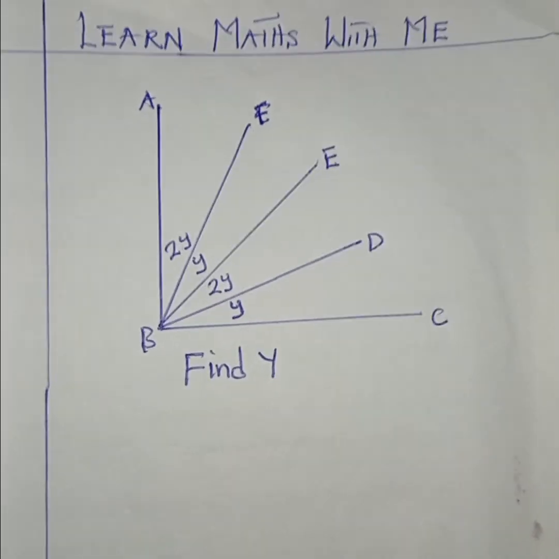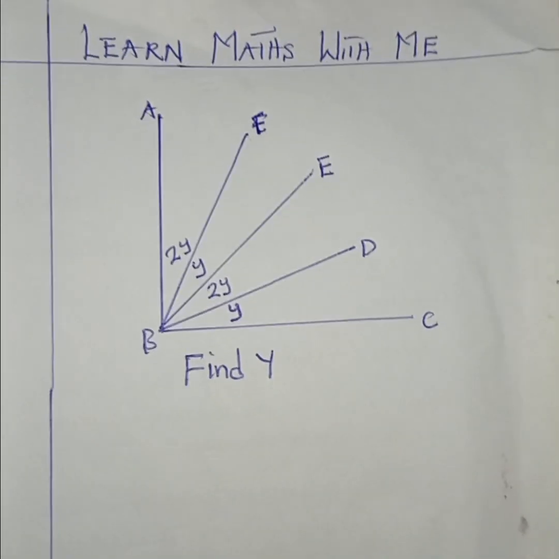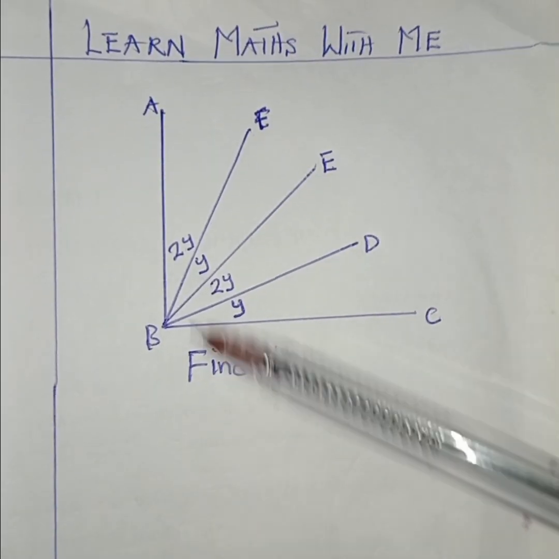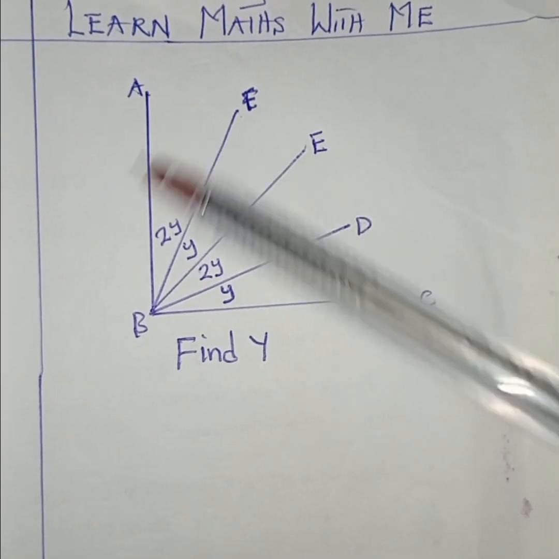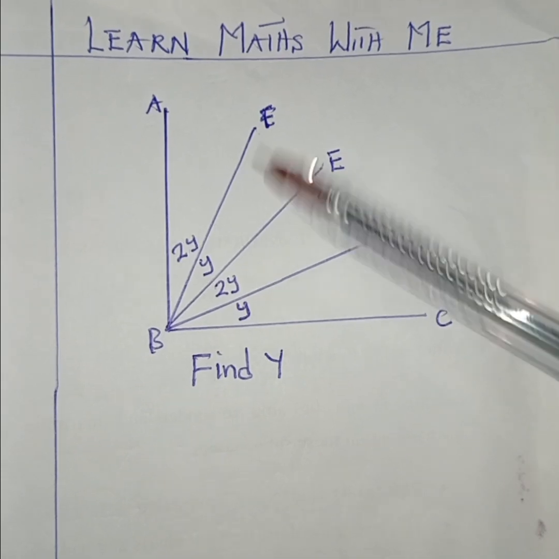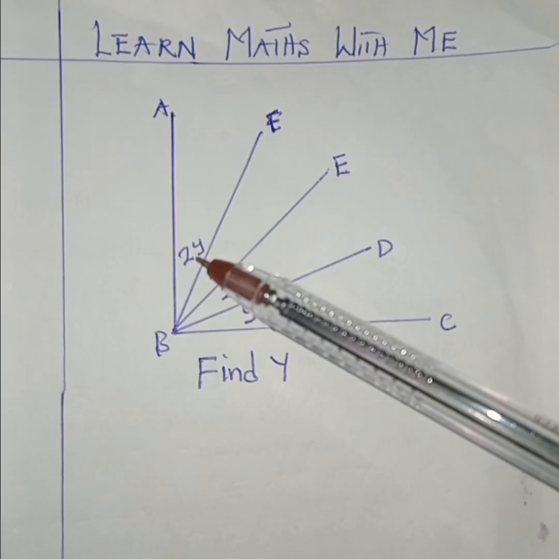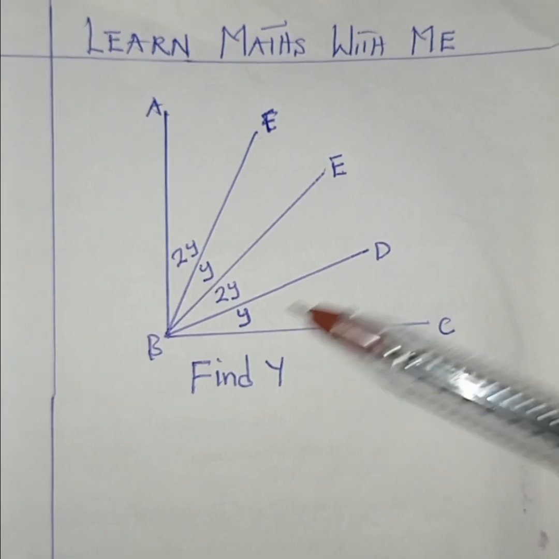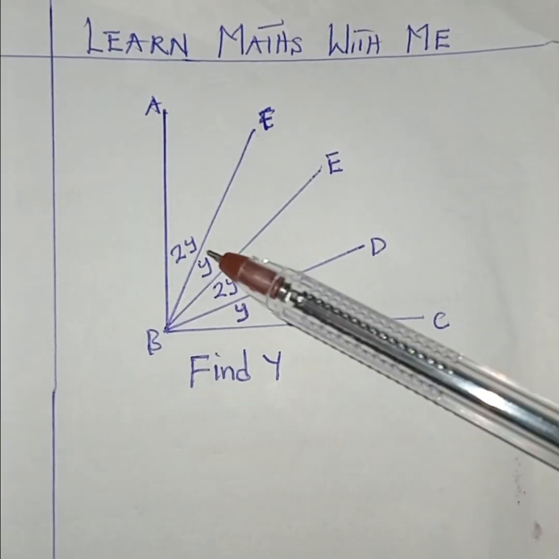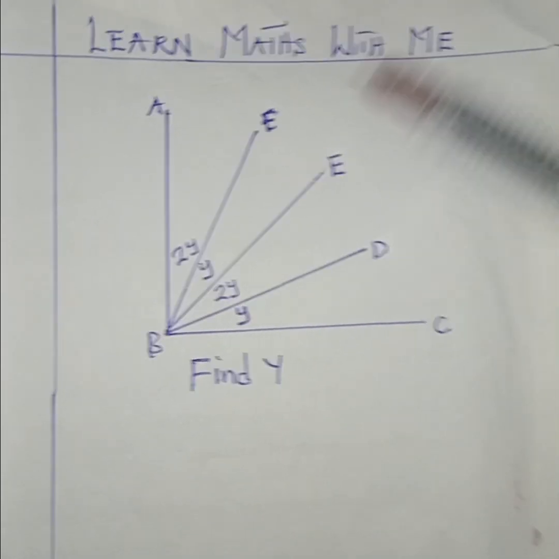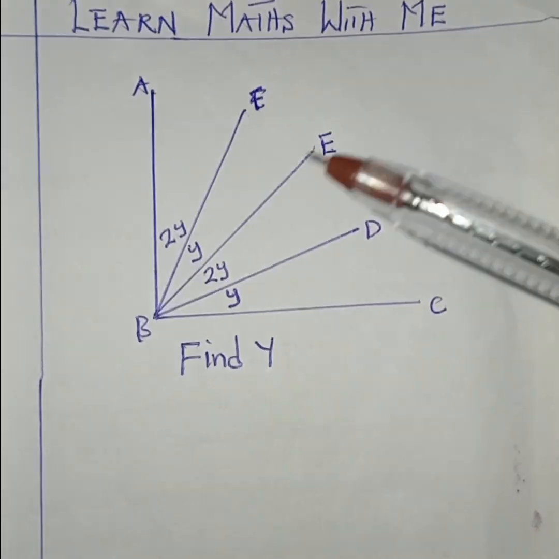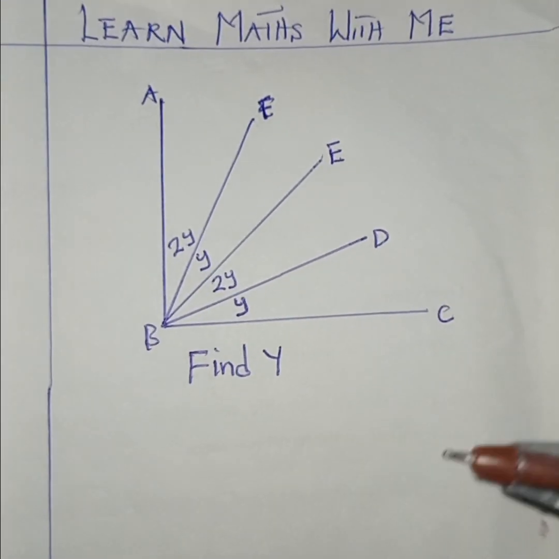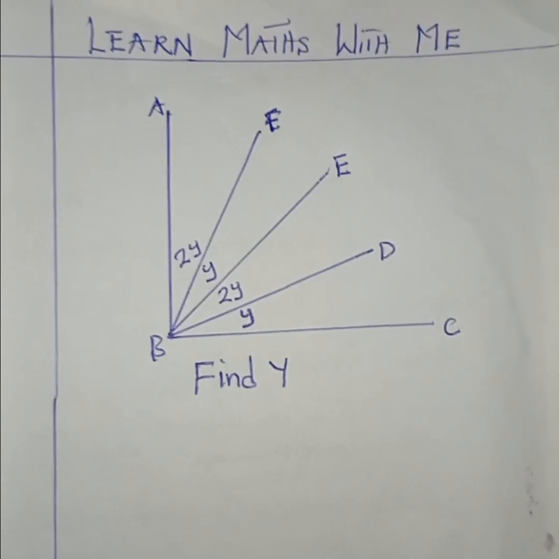Alright, now today we have a diagram before us. The diagram says we should find the value of y. Now this is the diagram. We have A, B, C, D, E, F. And inside the diagram, we have 2y, y, 2y, and y. And we're asked to find the value of y. Now, how are we going to go about this? This is very simple but very technical. Please watch this video to the end so that you will not miss any step.